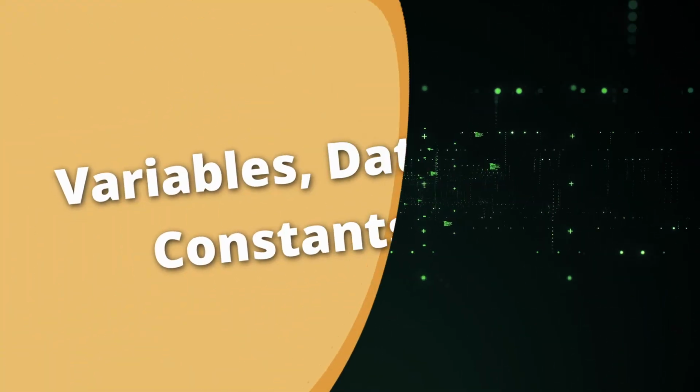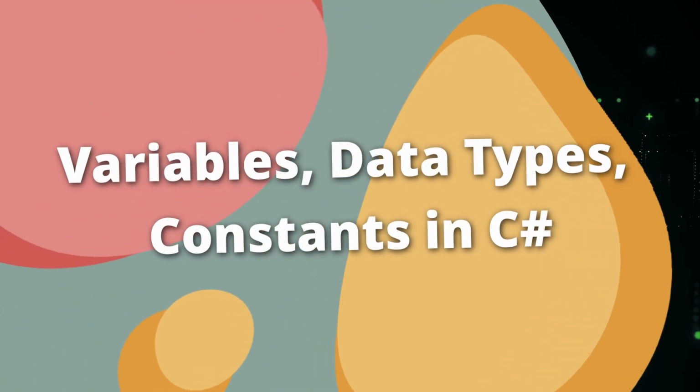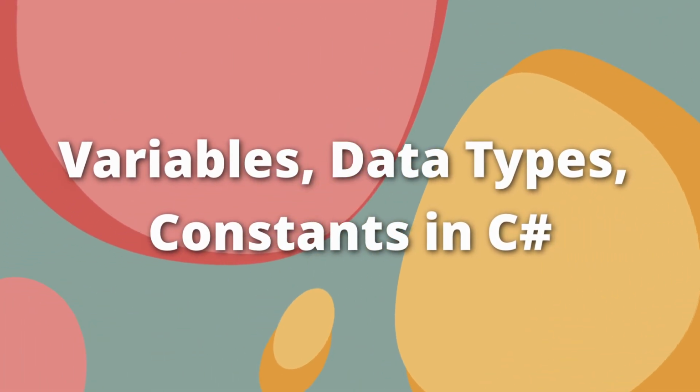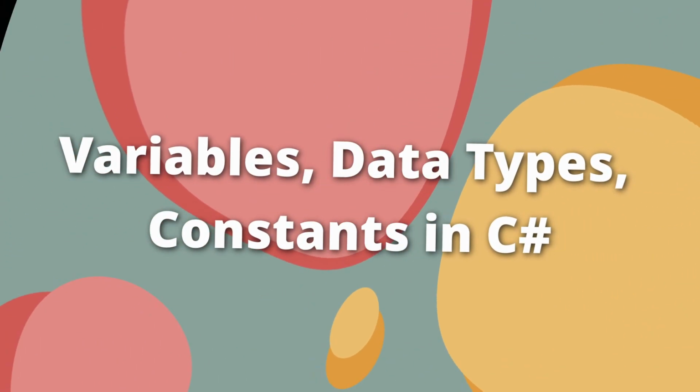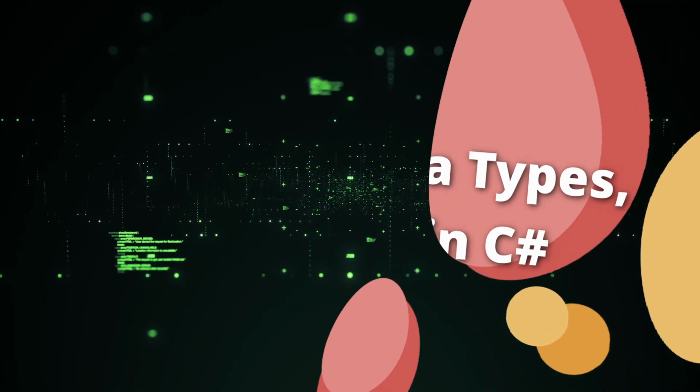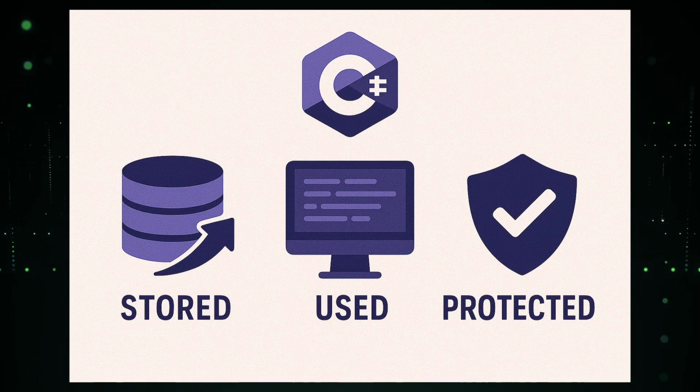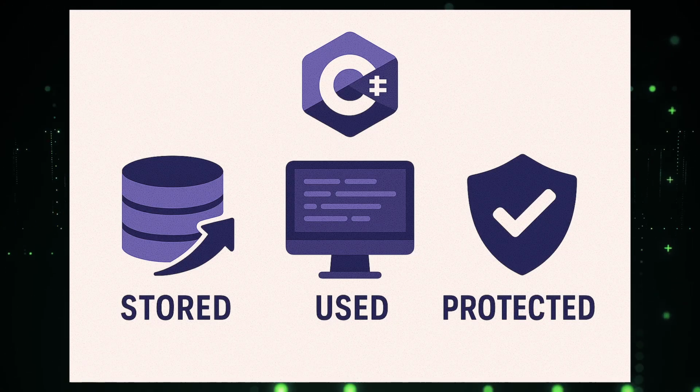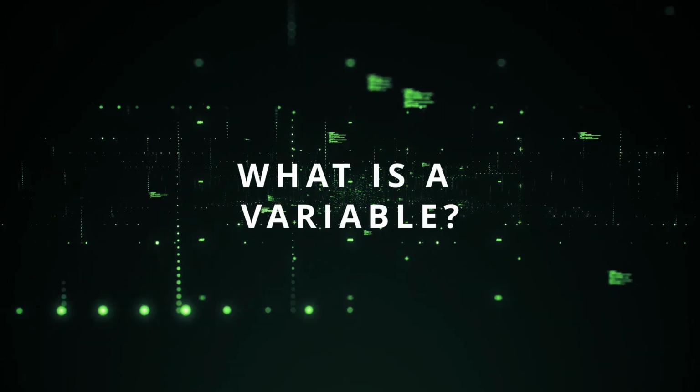Today we are going to learn 3 of the most important building blocks of any programming language: variables, data types, and constants in C#. By the end of this video, you will understand how data is stored, used, and protected in your C# program. What is a variable?